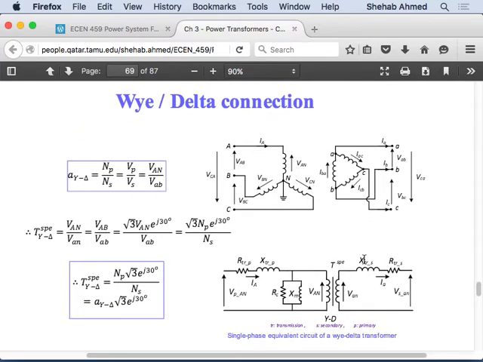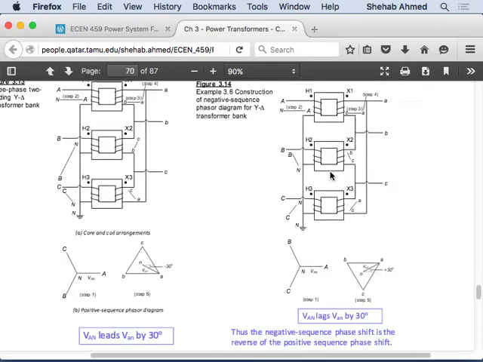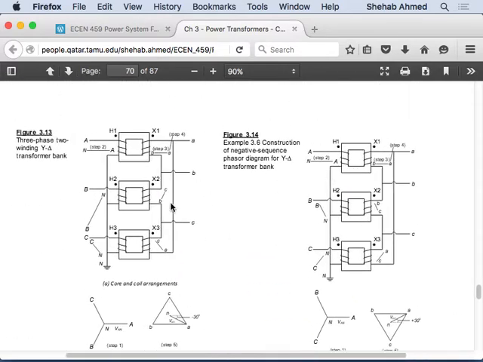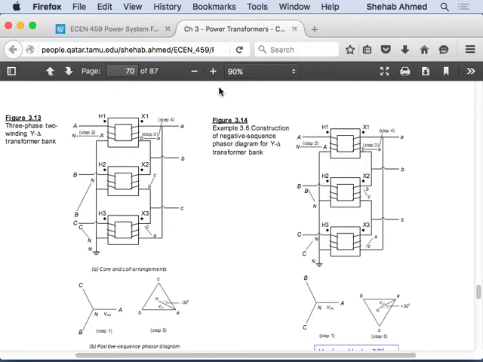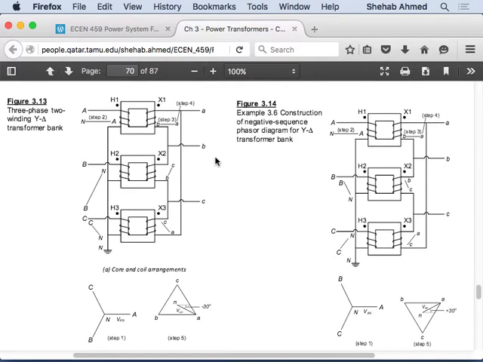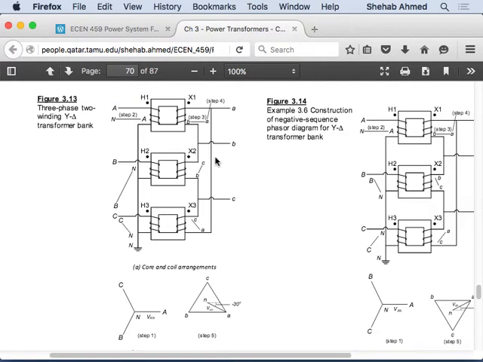For a star-delta or delta-star transformer, here they also drew the windings that are on the same core in phase. They didn't draw the connection of the transformer, but I think they draw it later. Yeah, here. This is a star-delta transformer. So let's see how we derive the phase angle here. For positive sequence, this is the phase angle.